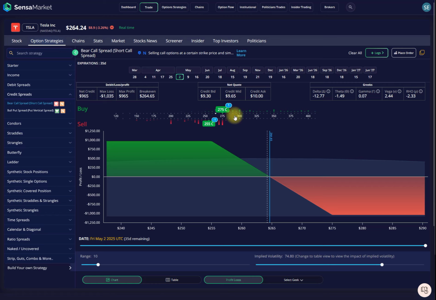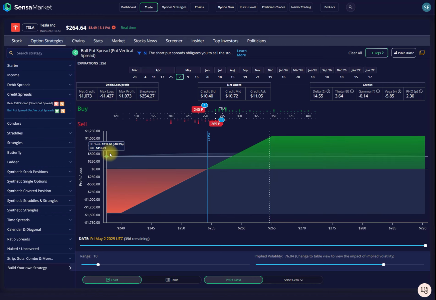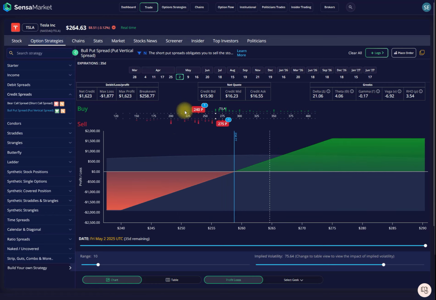In this case, that would give us a bearish call spread. We'd be selling the 255, sorry, brain fart, and buying the 275. We can also do a bullish credit spread. In that case, we are selling the 265 and buying the 240.